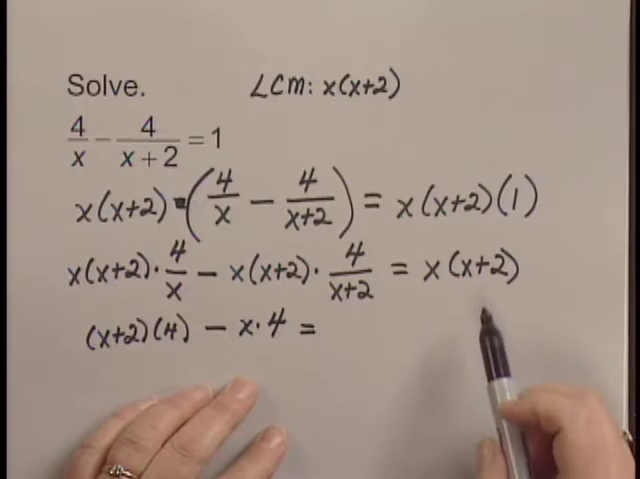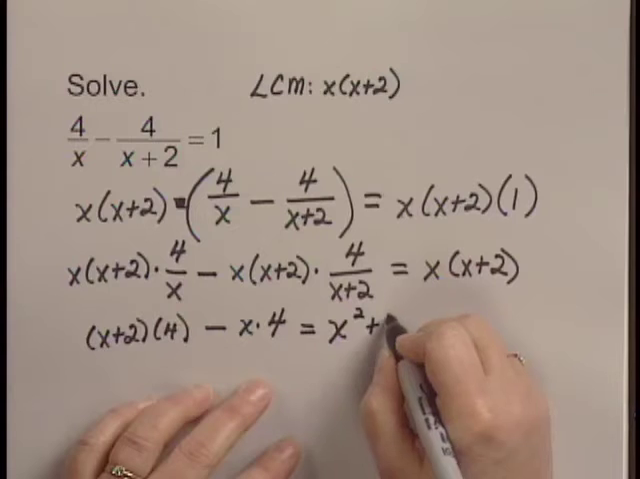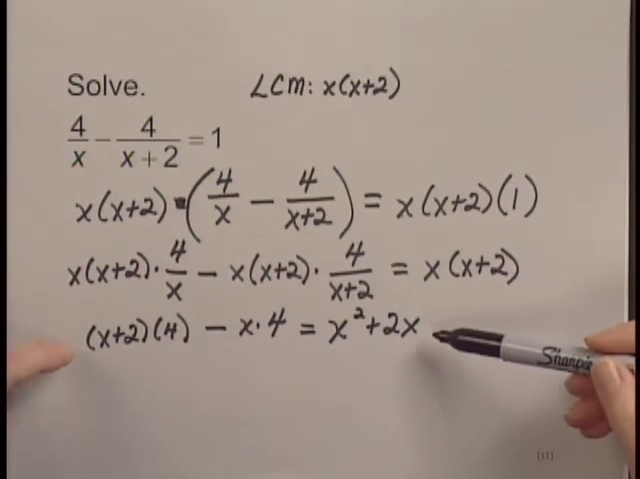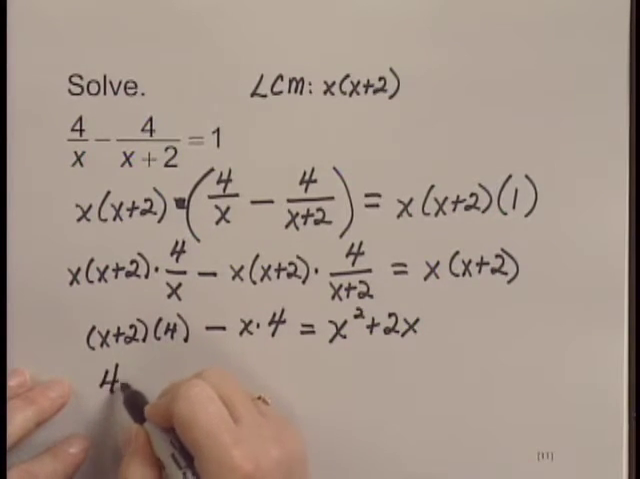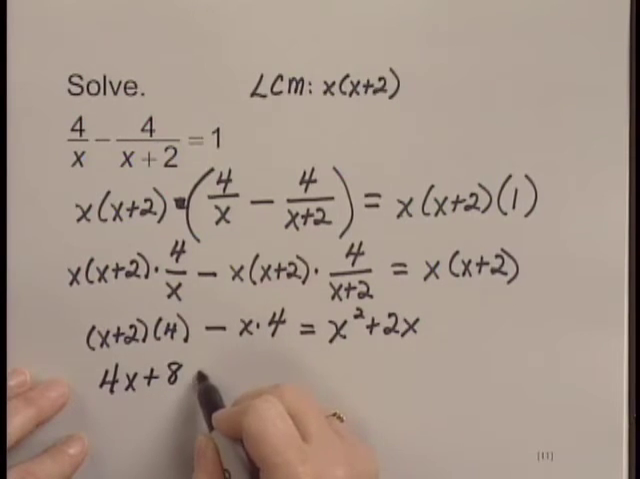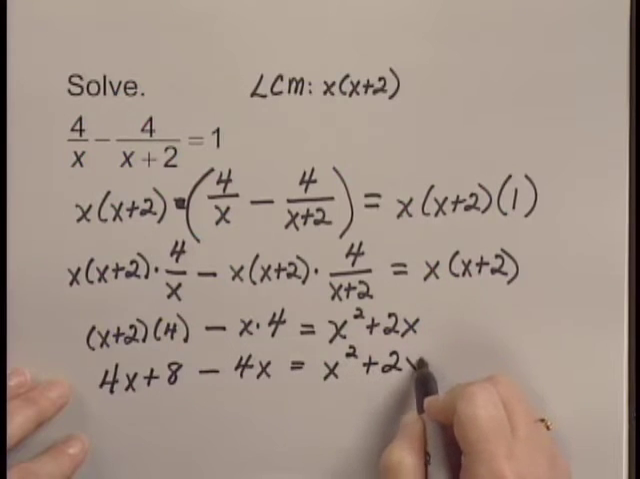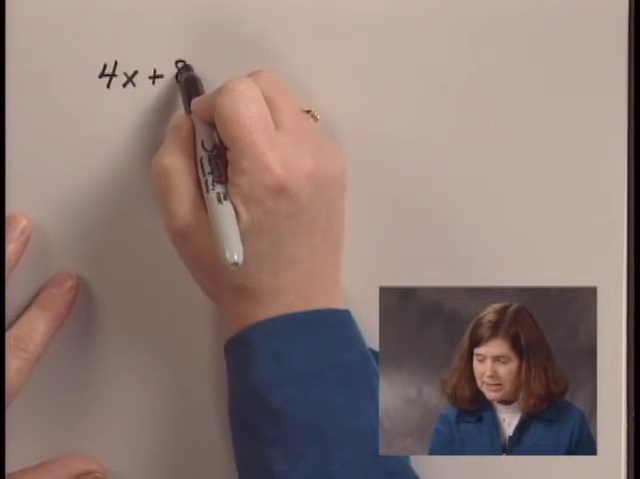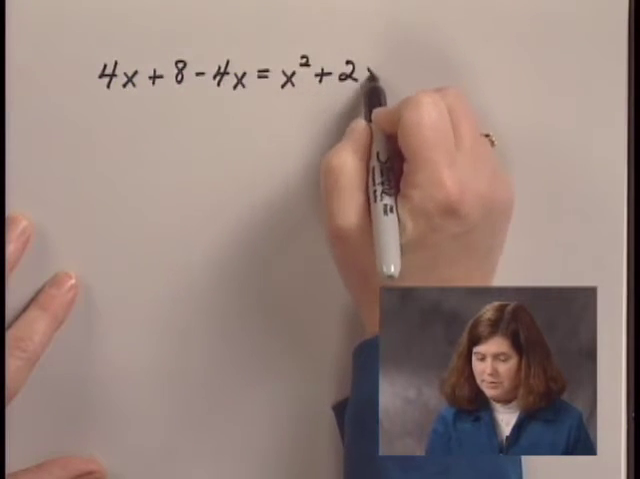And on the right-hand side, I still have x times x plus 2, which I can multiply out and get x squared plus 2x. And as I planned, there are no denominators left here. Then I need to multiply. I have 4x plus 8 minus 4x equals x squared plus 2x. I need to continue solving.